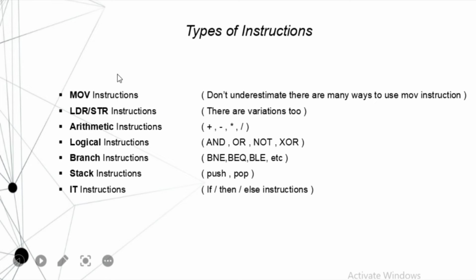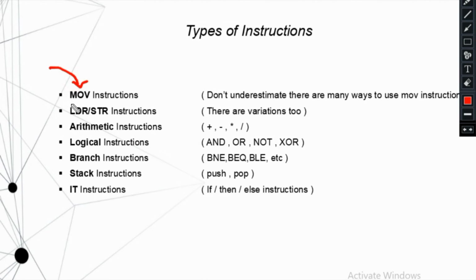Talking about the types of instructions that we need to know, first is the move instruction. Please don't underestimate it, even though we are only learning about moving values here and there. There are tons of variations we can use with the move instruction, so don't underestimate what we are going to learn in the next video. Load and store instructions, arithmetic, logical, branch and stack instructions will be a part of this playlist. So you will get to know everything about load and store instructions, how to use arithmetic instructions in ARM assembly, logical instructions, and branch and stack instructions too.